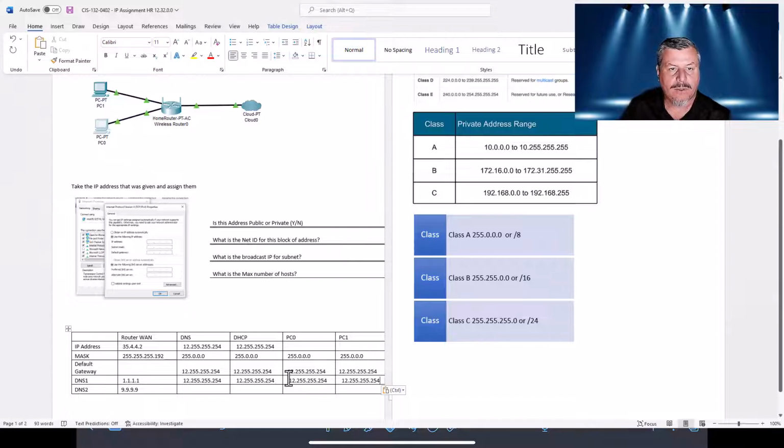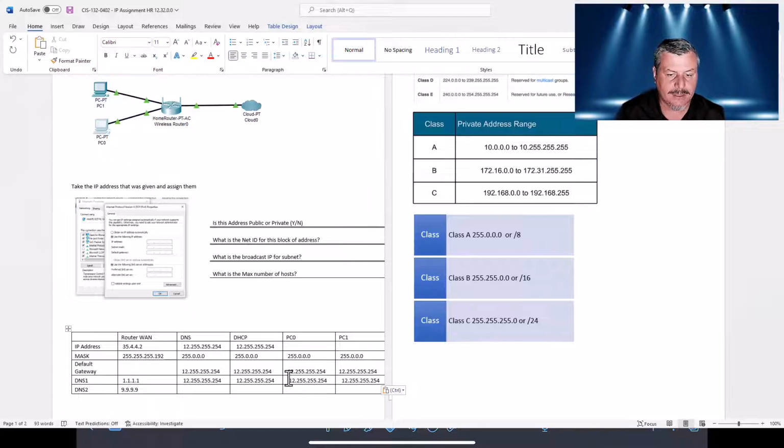Because the router by default, like a home router, is pointing to itself for DNS, that's why it's going to have the same address going across all these. And they're going to have the same gateway. Again, if you do an ipconfig /all, you'll see that. And we'll take a quick peek at that.